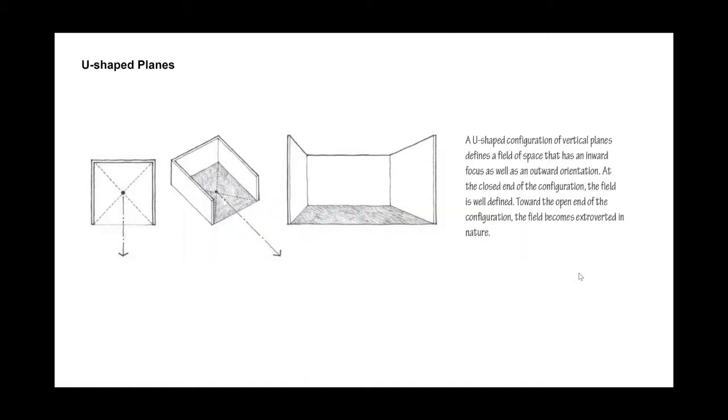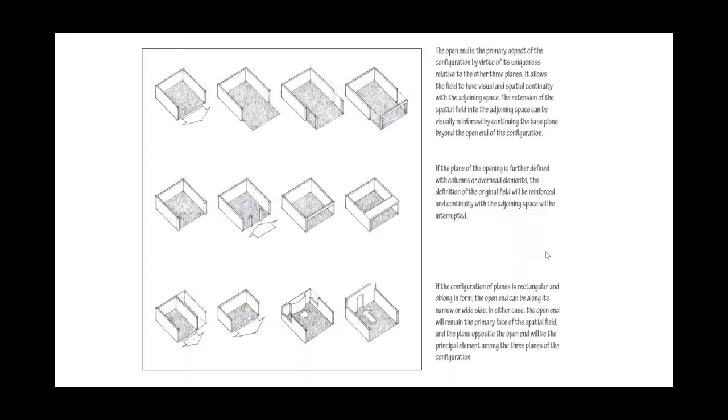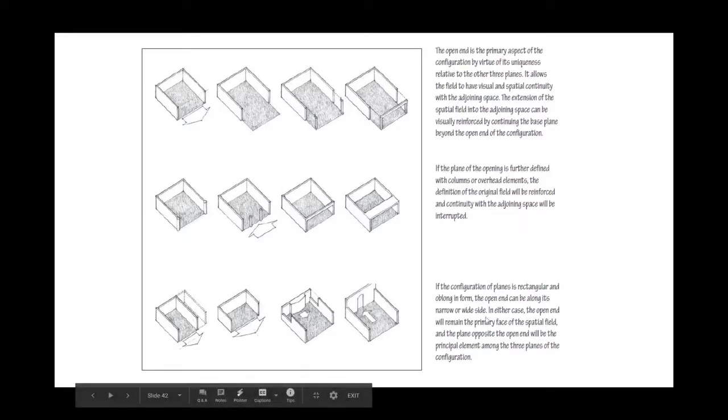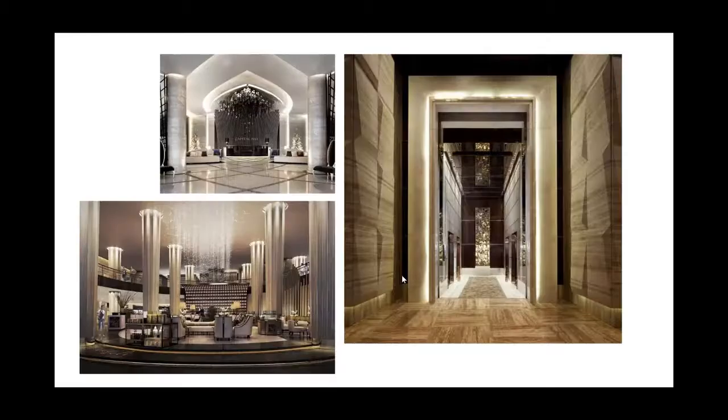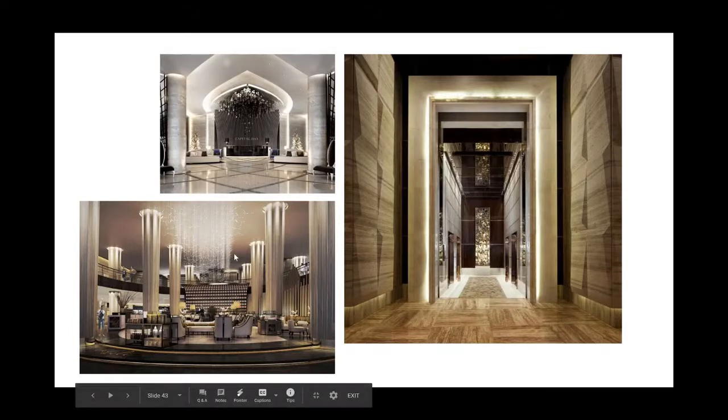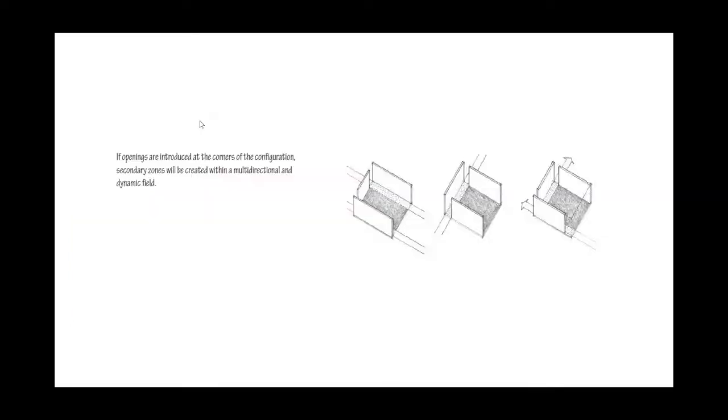So these are examples of an open end. It's a primary aspect by virtue of its uniqueness relative to the other three planes. It creates a visual continuity from one place to the other. As you can see, for this one, it creates that visual continuity. This is where your entry portal would be perceived. Same with this one.